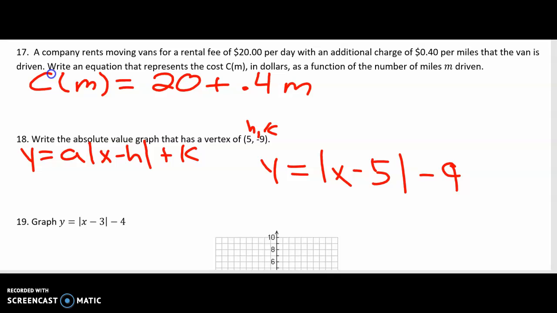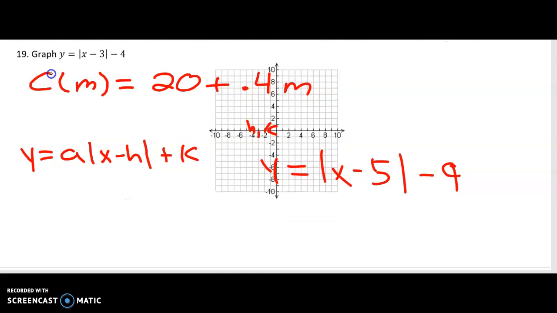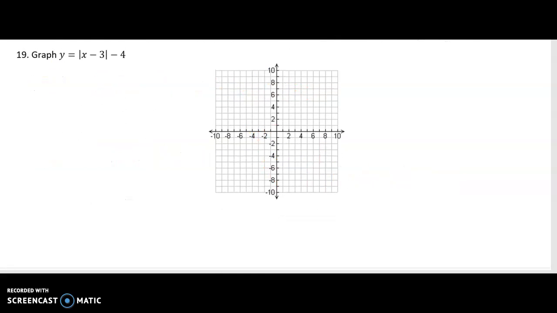All right, number 19, we get to graph, our favorite thing. If I'm looking at this, the first thing I should do is find my vertex. Remember, we're looking at the opposite of h, and then k. Here's my h, here's my k. I see a negative 3, so my vertex better be positive 3. And then I see negative 4, so there we go. There's my first point. Negative 3, I'm sorry, (3, negative 4), so that's over 3, down 4, right there.